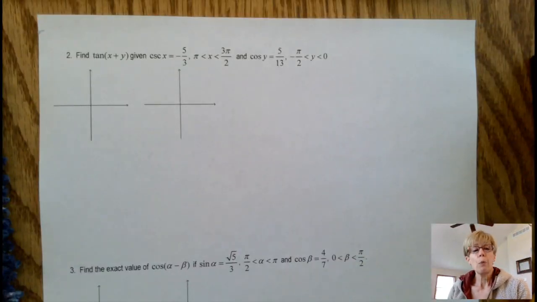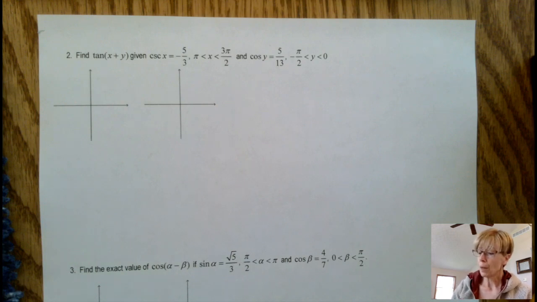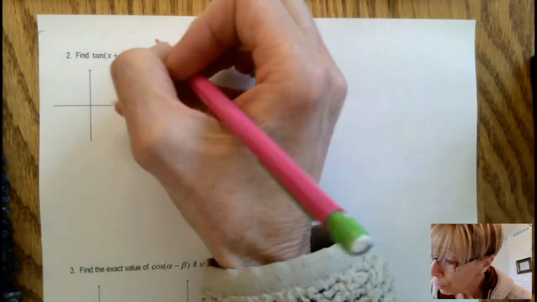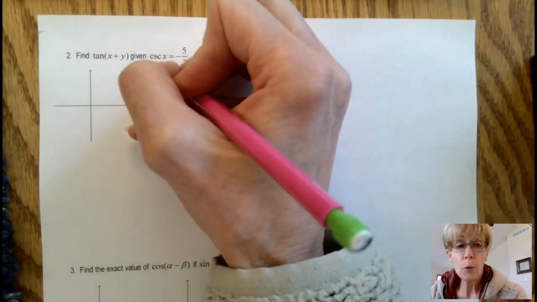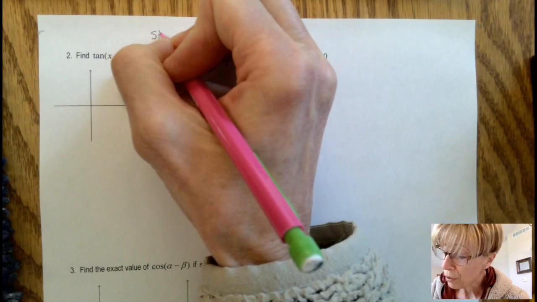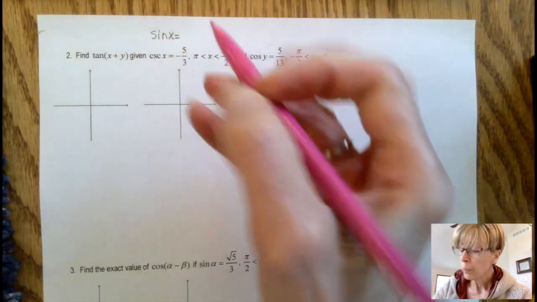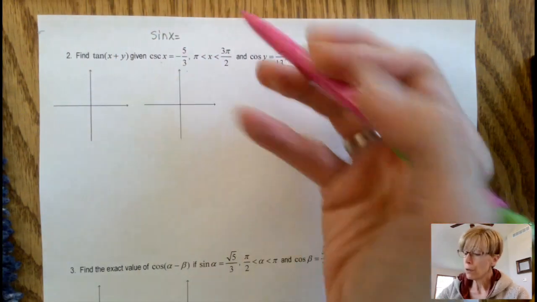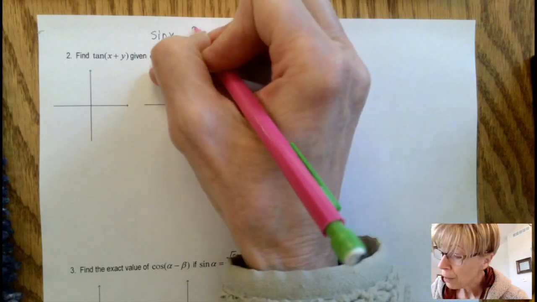For example number 2, we want to find the tangent of x plus y, given that cosecant of x equals negative 5/3, and x is between pi and 3 pi over 2, and cosine of y is 5/13, and y is between negative pi over 2 and 0. We're going to start here, and you don't necessarily need to do this, but cosecant, remember, is the reciprocal of sine. So if cosecant is negative 5/3, then sine is negative 3/5.